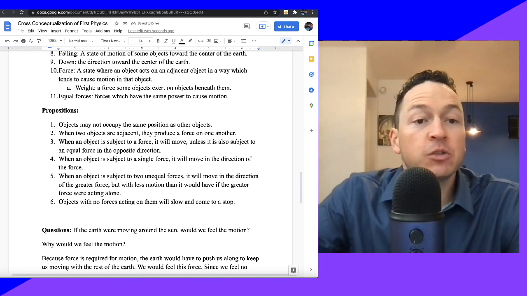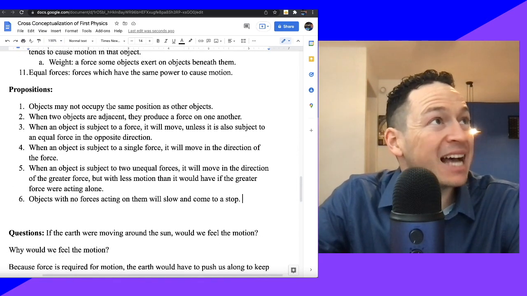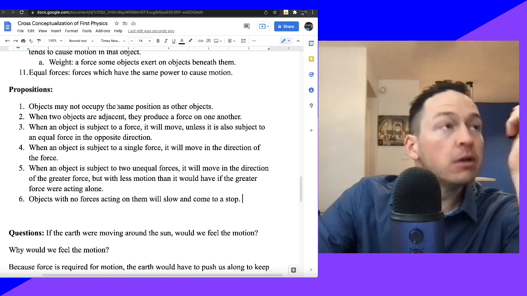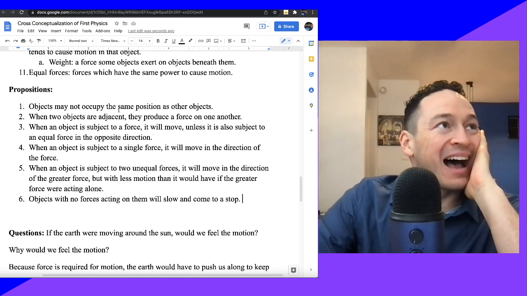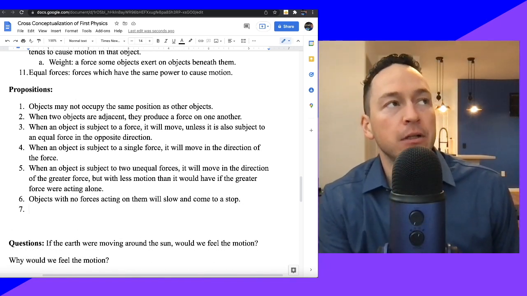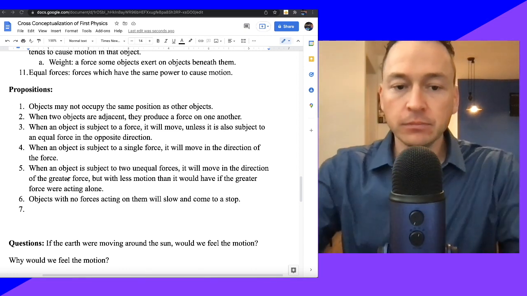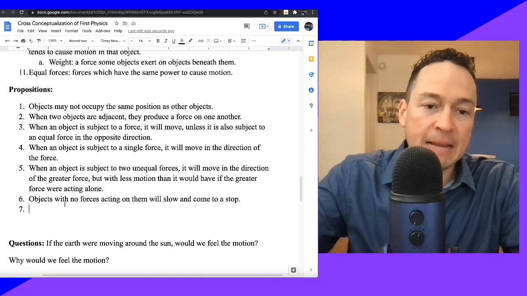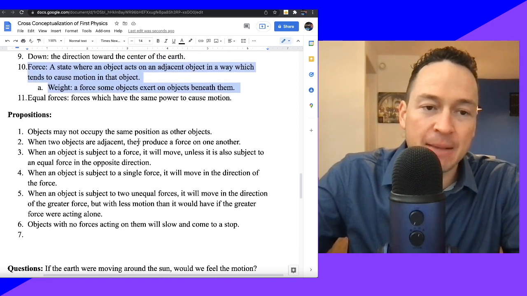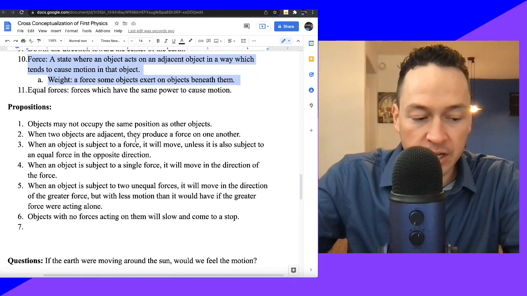Okay? Objects with no forces acting on them will slow and come to a stop. Okay, so that's contextually true. But you can ask why. Why do they slow and come to a stop? It's scraping against the table. Okay, well, the scraping is a force. Now, we may need to add scraping to our concepts, but I'm going to just focus on reaching the primary Galilean conclusion here.